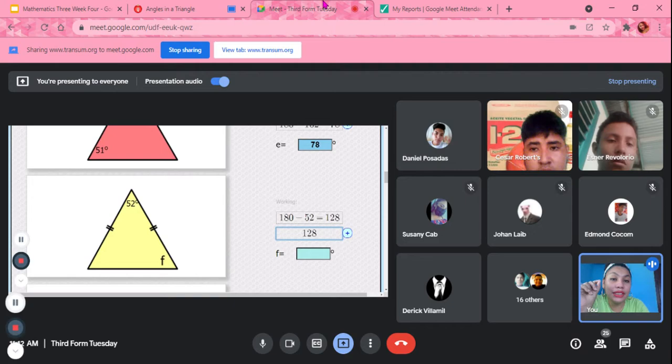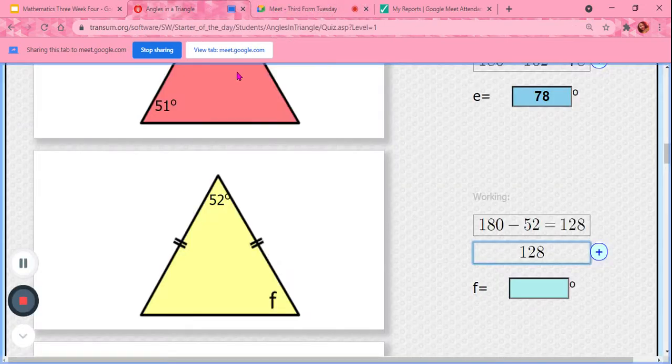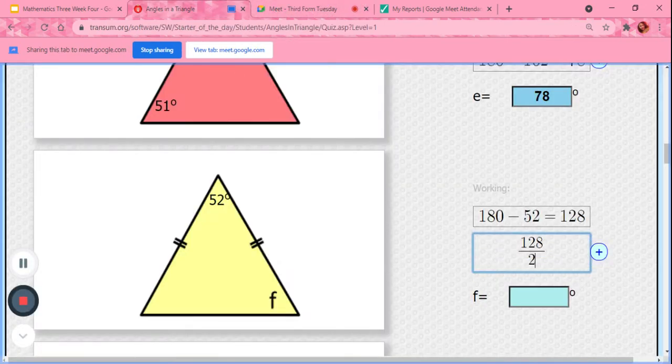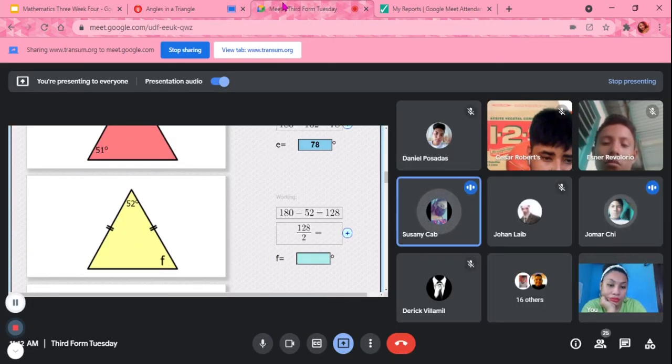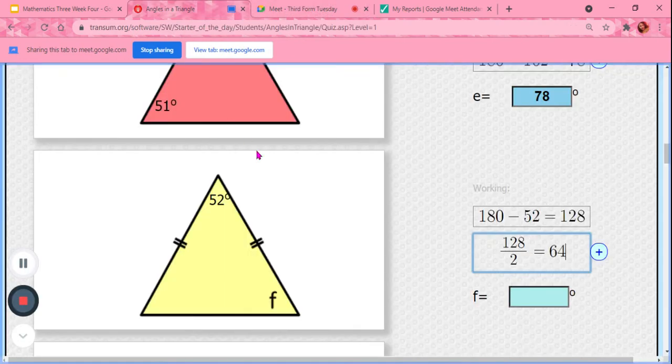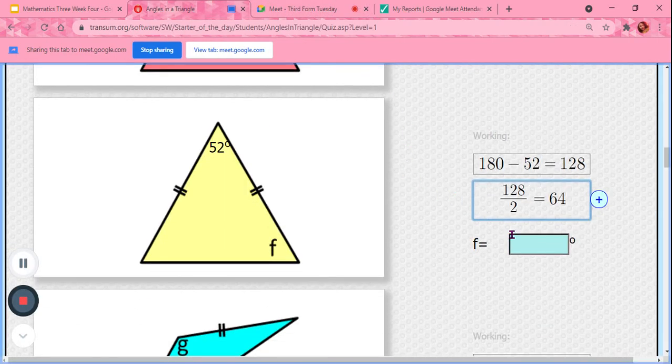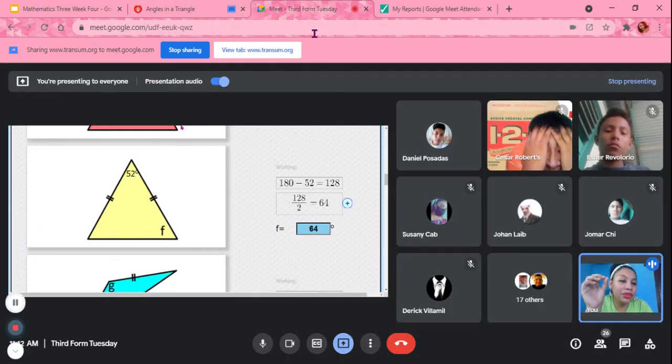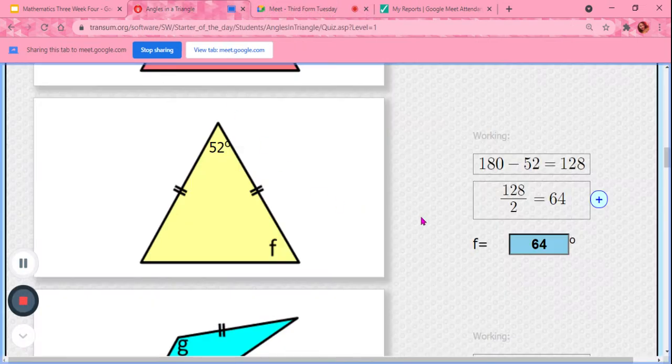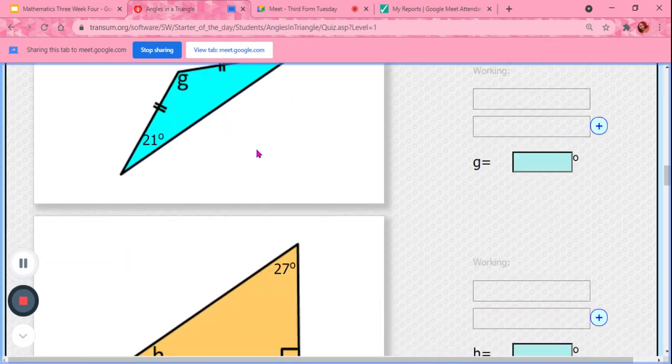In this case, I did see Edmond put it in the chat. Very good, Edmond. We will do 128 divided by 2. And then that is going to give me how much? 64. Very good. Now, why did I divide it by 2? Because both sides of them are equal, very good. Both of them are equal. So this one would be the same.